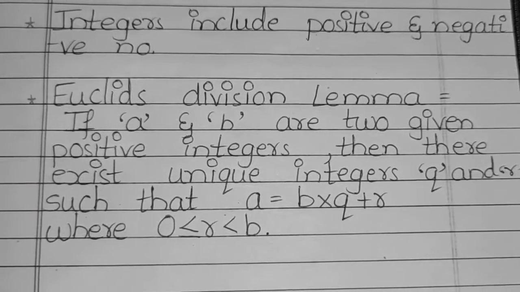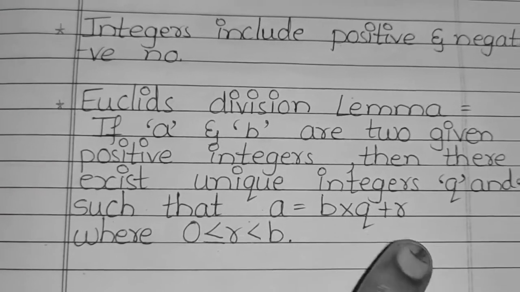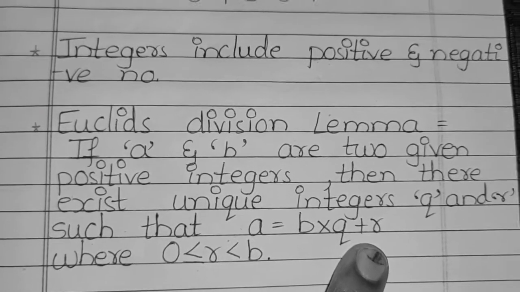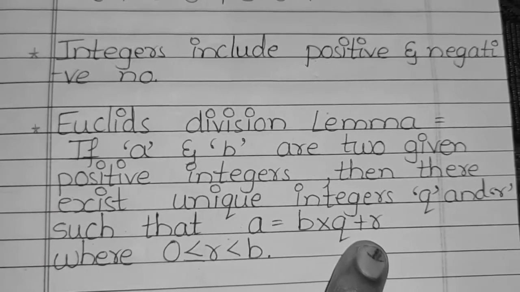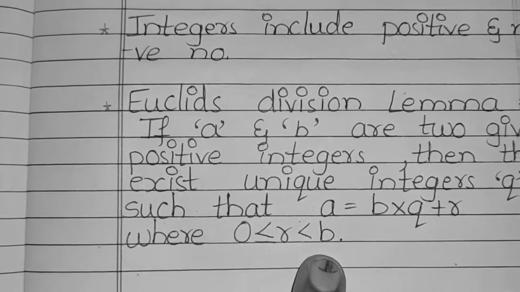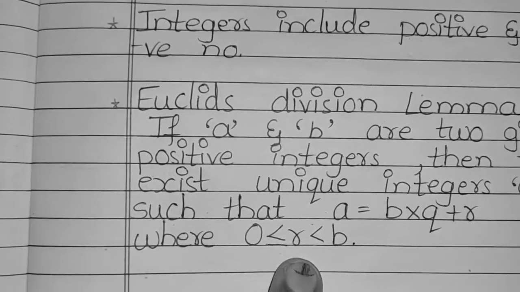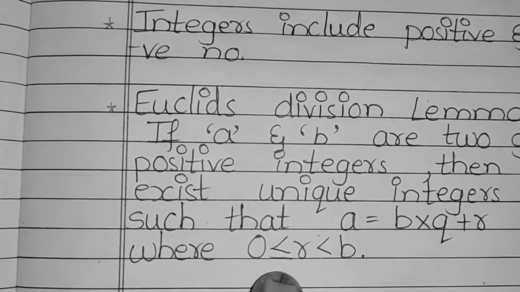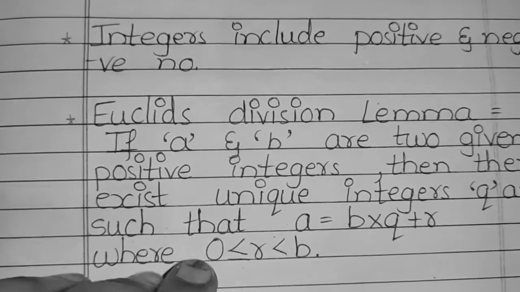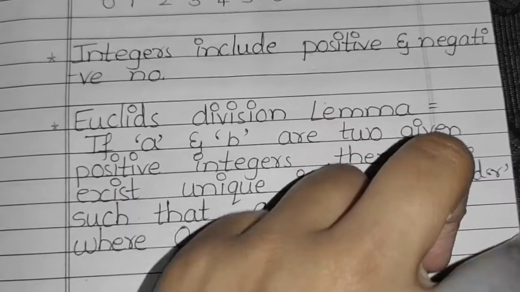What is Euclid's division lemma? You have to remember this: a is equal to b into q plus r. Q and r are the unique integers in Euclid's division lemma, where b is greater than r. The value of b will be greater than the remainder, and the remainder will be greater than or equal to 0. Is it clear? I hope you have understood this. If you want to note it down, you can surely note it down.